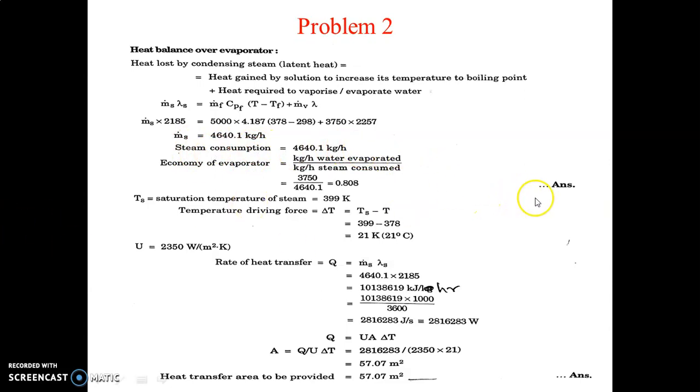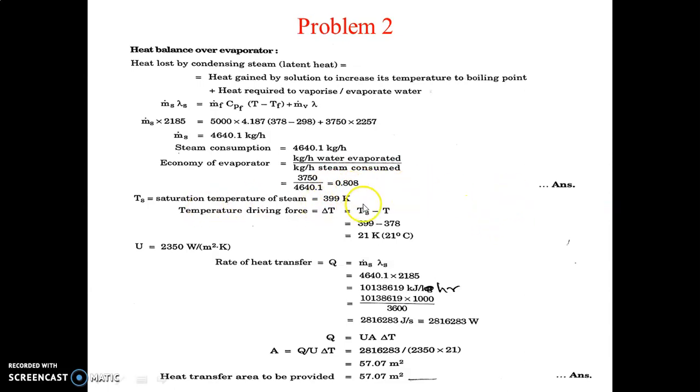And what is the formula for economy of the evaporator? Economy of the evaporator is kg per hour of water evaporated per kg per hour of steam consumed. We have already calculated 3750 divided by the steam consumption, and we get 0.808. So this is the first answer, the steam economy of that evaporator. And we know that this is a single evaporator, so the steam economy is always less than 1.